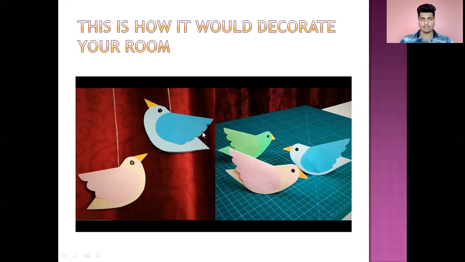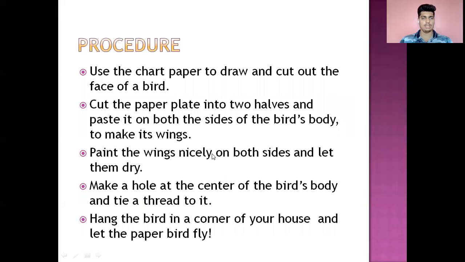Like here we can see this. So this is the paper plate, and we cut it in the shape of wings and paste it on both sides so that it will look like a wing. Then paste the wings nicely on both sides and let them dry.